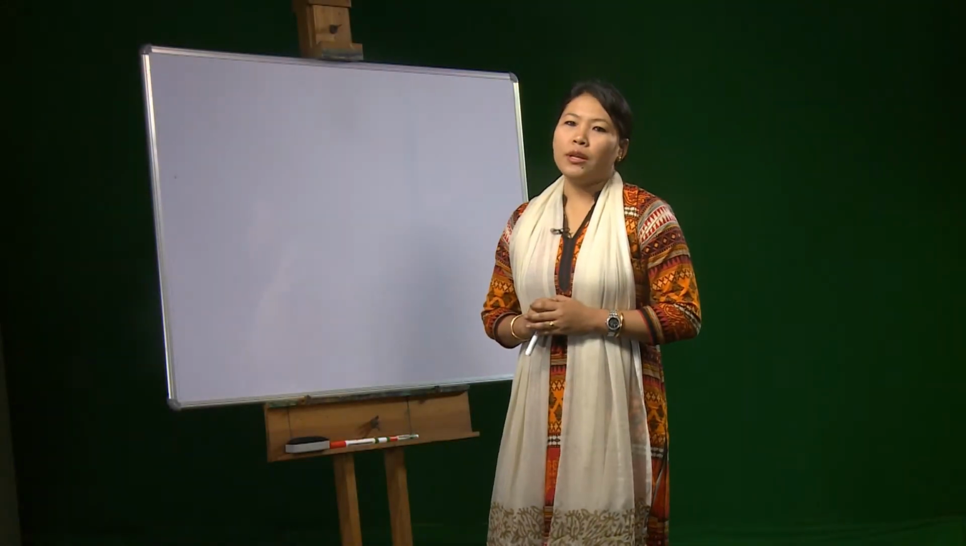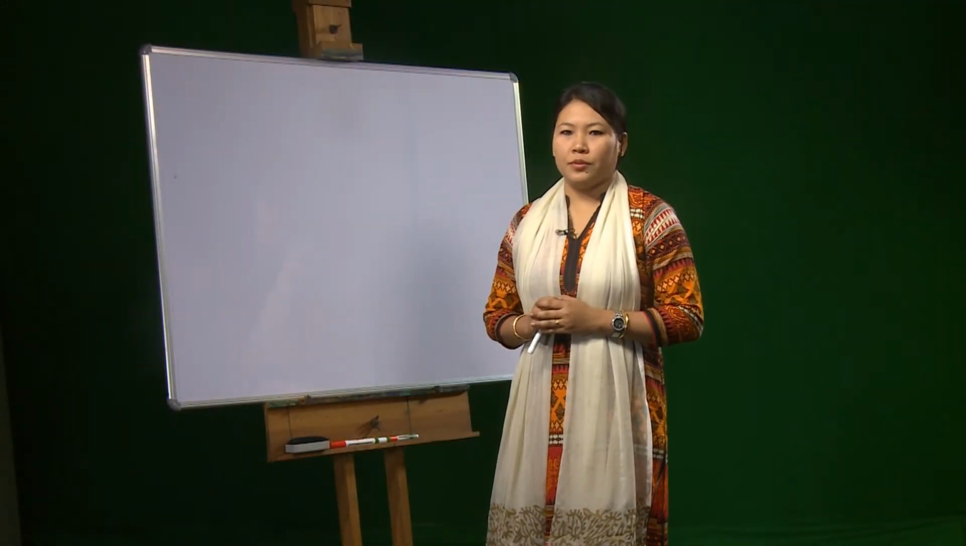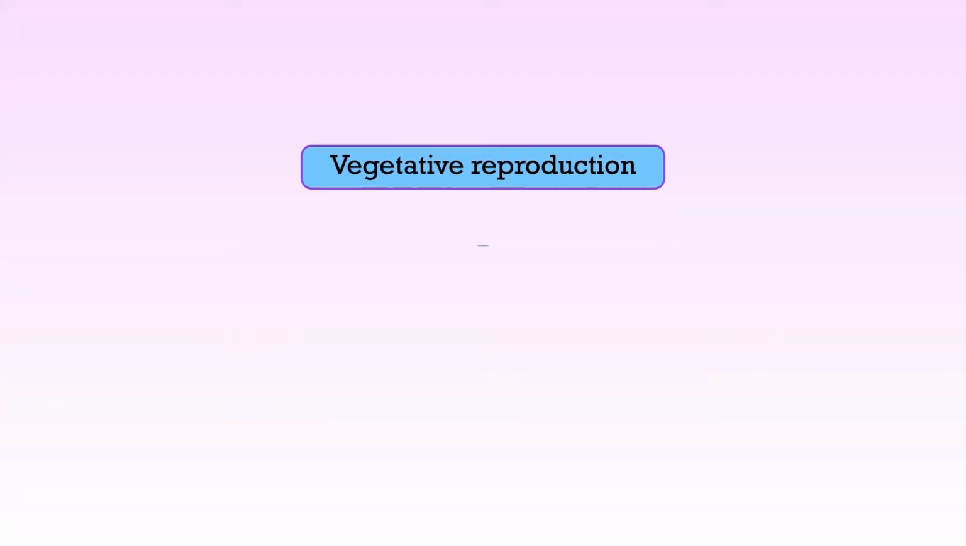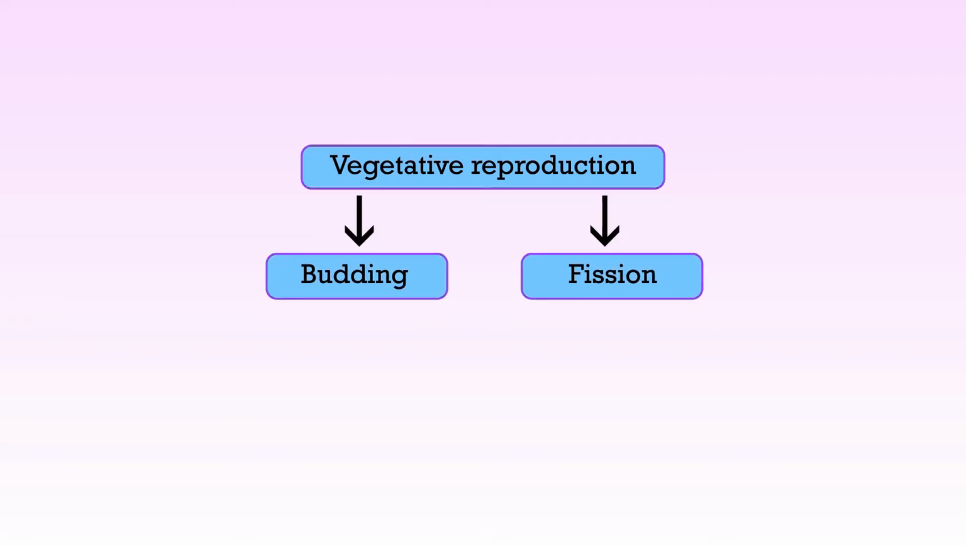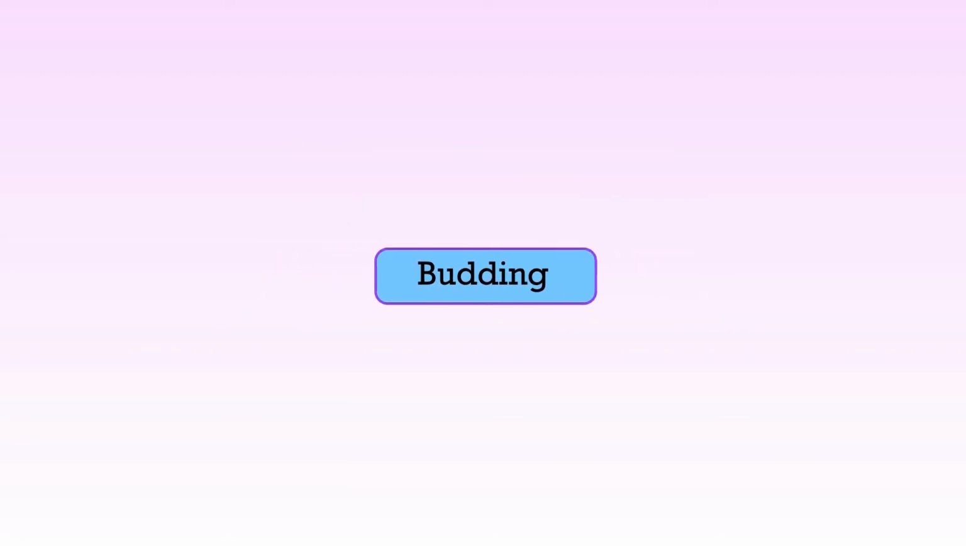So now we'll come to yeast reproduction. Yeast reproduce by vegetative, asexual and the sexual method of reproduction. First one, we'll see the vegetative reproduction. Vegetative reproduction takes place by two methods. The first one is the budding and the second one is by fission. First we'll see this budding.